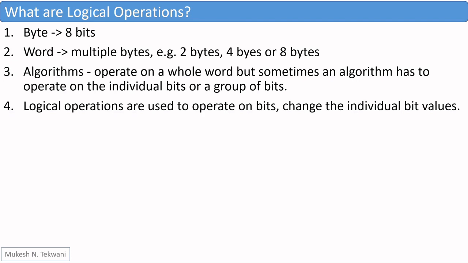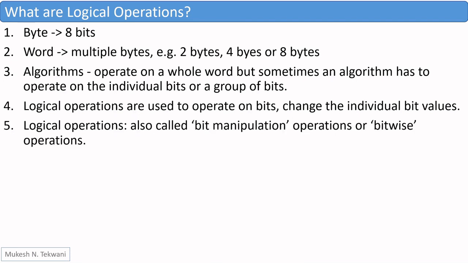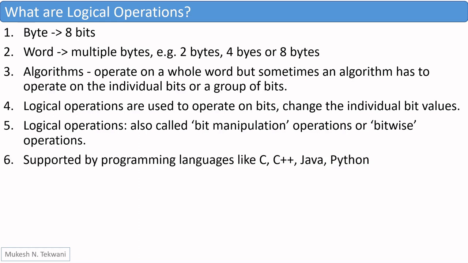Now, logical operations are used to operate on bits and they can be used to change the individual bit values. And that is why we say that logical operations are also called bit manipulation operations or bitwise operations. Most programming languages like C, C++, Java, C Sharp, Python, and many others support logical operations, bit manipulation operations, or the bitwise operations.